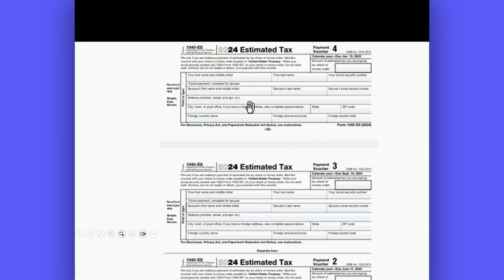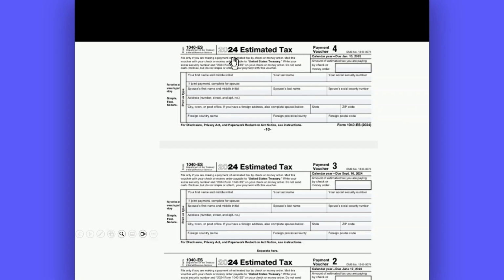So these are called payment vouchers. So if you pay these by the mail, you're actually going to cut these. You're going to send in the voucher with the payment. So you can see it has the basic information and the amount that you are paying. And it actually shows you right on the voucher when that voucher is due.